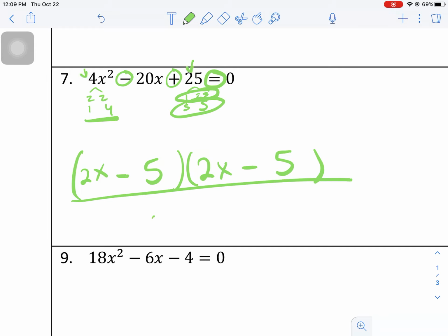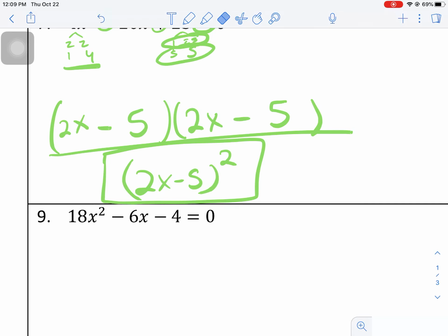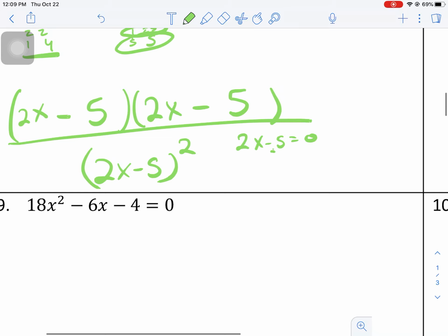So for number 8, let's look down at number 8. Oh, wait. Not our answer. I just said we need to solve this one. So we're solving it. Means we need to set that equal to 0. 2x minus 5 is equal to 0. Solve for x. Right, we would add the 5. 2x is equal to 5. Divide by 2. X is equal to 5 halves. And you don't need to write it twice. Just one time is good.